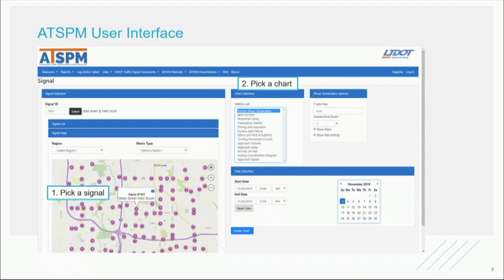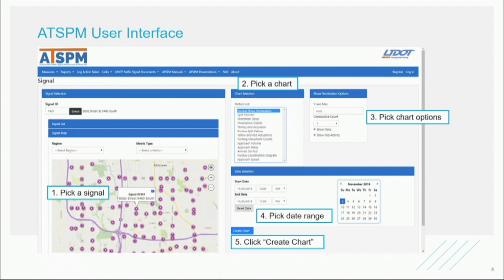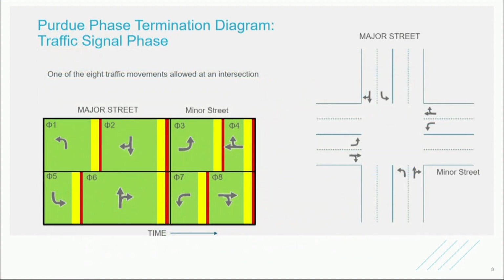In this case, we're going to pick the Purdue phase termination diagram. If you want to customize it, as far as the y-axis or any other options, you can pick that over to the right. Choose your date range, and then click Create Chart, and that's really all there is to it. Then right underneath, you just scroll down and your chart will appear there as a JPEG image.